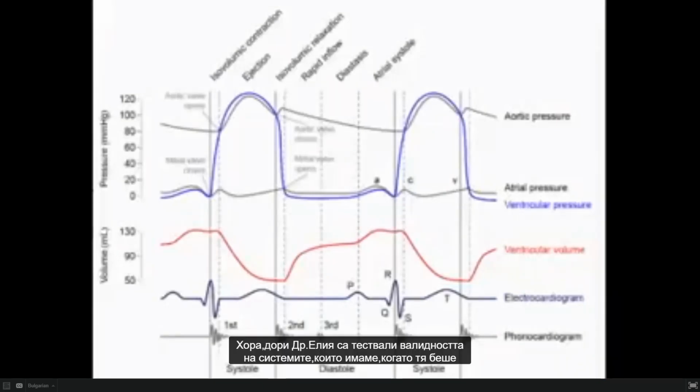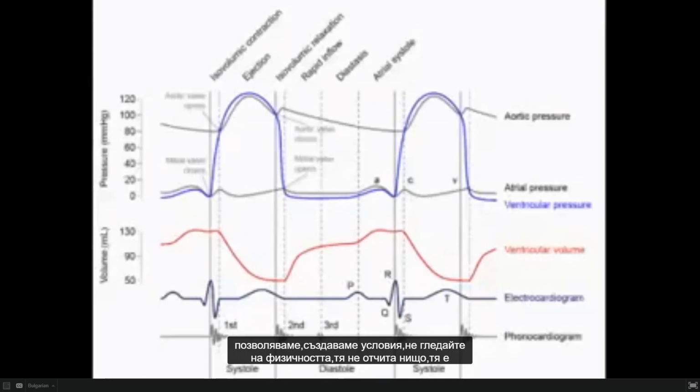Even Dr. Elia has tested the validity of the systems we have when she was here with the pain in her back. As you know, she saved my life from this arsenic poisoning, and I showed her the beauty of this system, and Arman has used it already here. So now you understand how we operate. We create a condition. Don't look at the physicality.